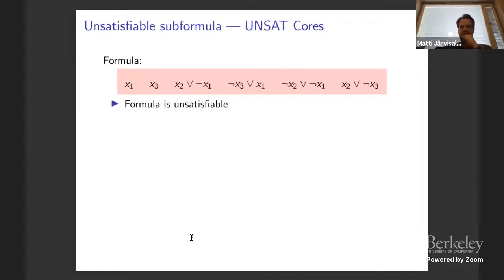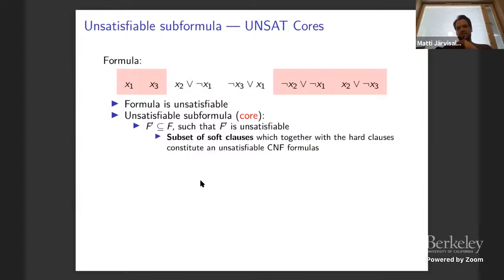So just to state by an example, if you have a CNF formula that's unsatisfiable, a subset of the clauses that's unsatisfiable is called an unsatisfiable core. And what we would hope is that the solver provides us small unsatisfiable cores, because then we can impose these tighter cardinality constraints at the next iteration of the solving algorithm.